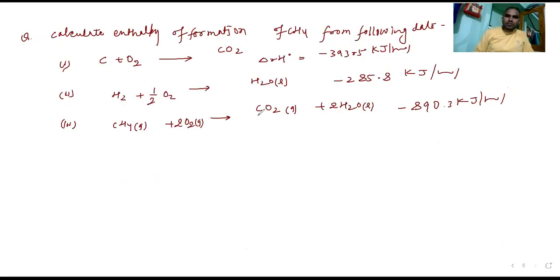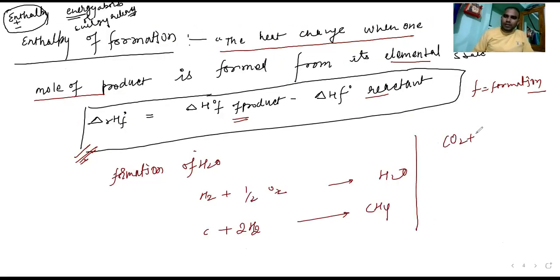This equation is there: CO2 plus 2H2O. CO2 plus 2H2O is formed from CH4 plus 4 O2, that is, 2 to 4 O2. So CO2 and H2O can be formed from the CH4, and CH4 can also be formed from the CO2 and H2O. You have to keep that in mind. But the definition is saying from elemental state. We have to go from the elemental state.